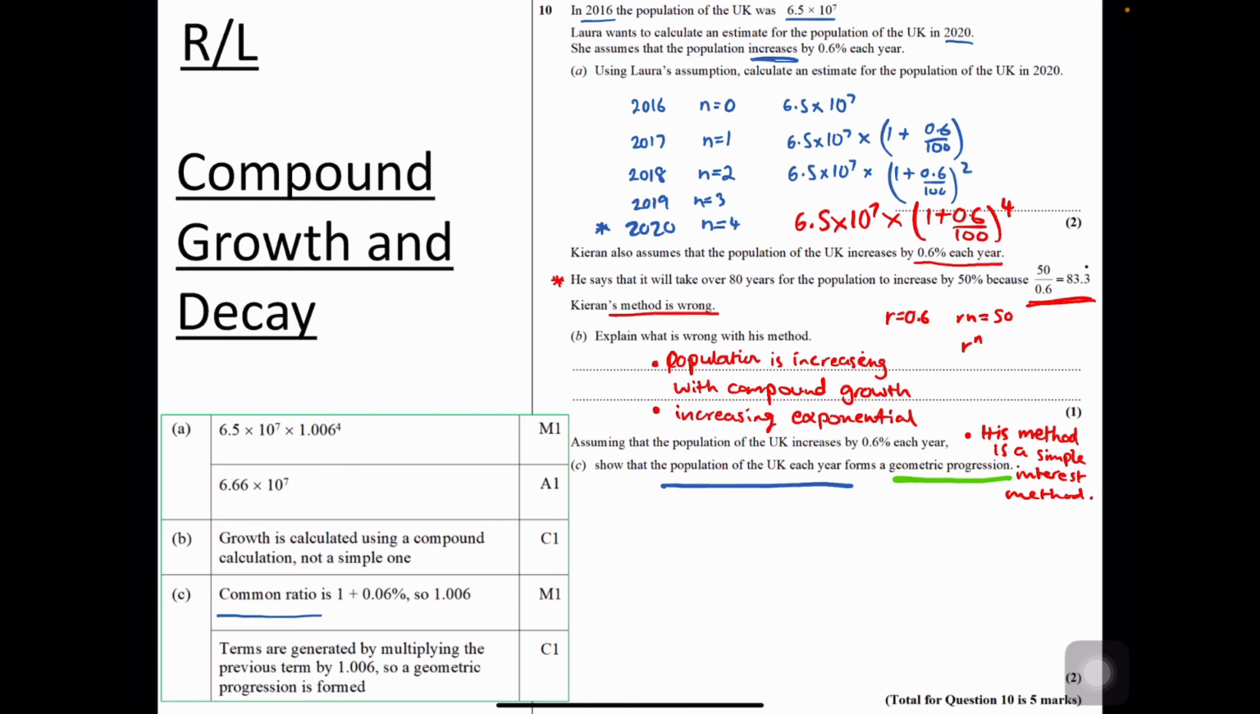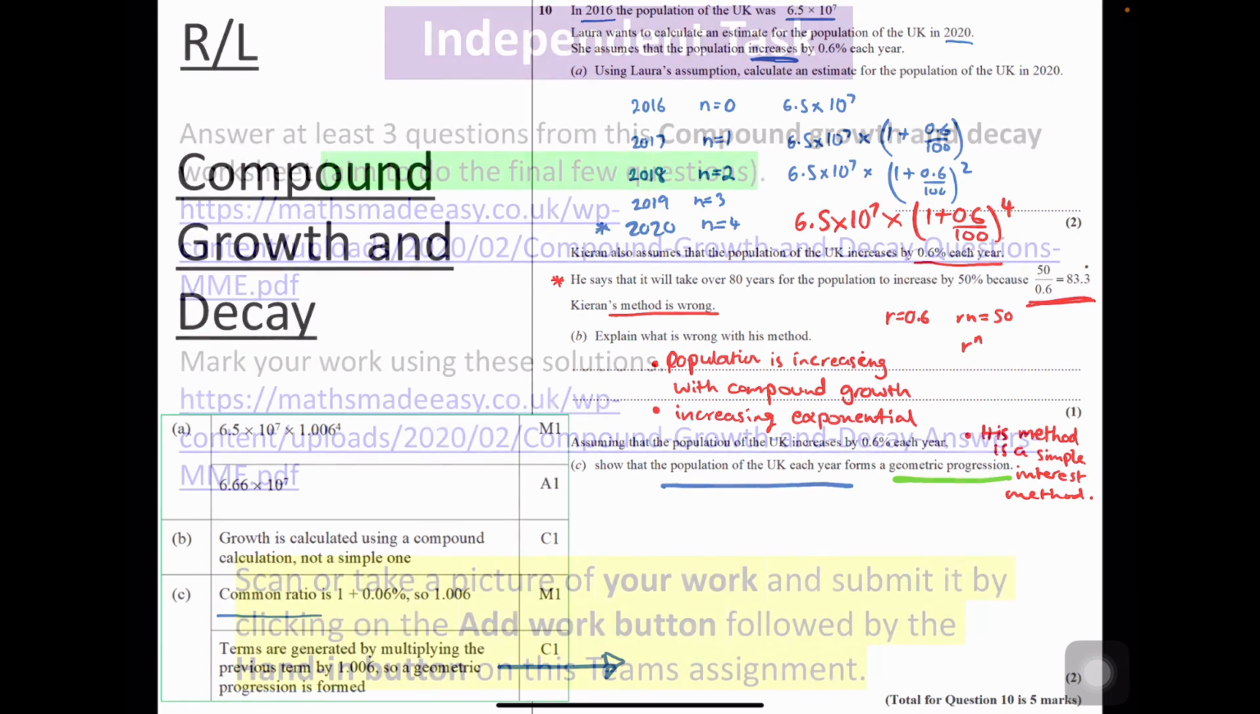and of course the second mark would be awarded for saying that the terms are generated by multiplying the previous term by the common ratio. So this second mark, I guess, shows that you understand what a geometric progression is. So saying that terms are generated by multiplying the previous term by the common ratio.